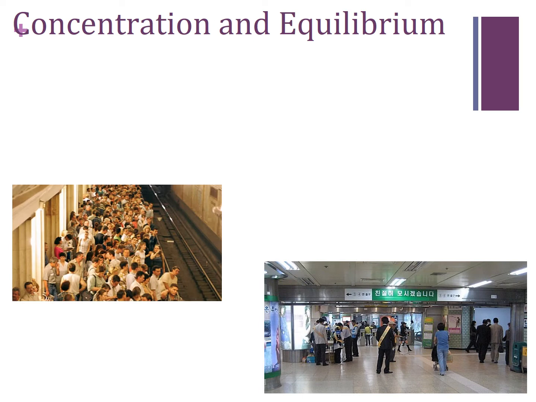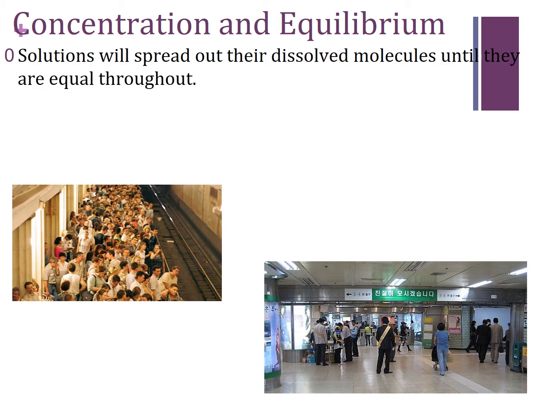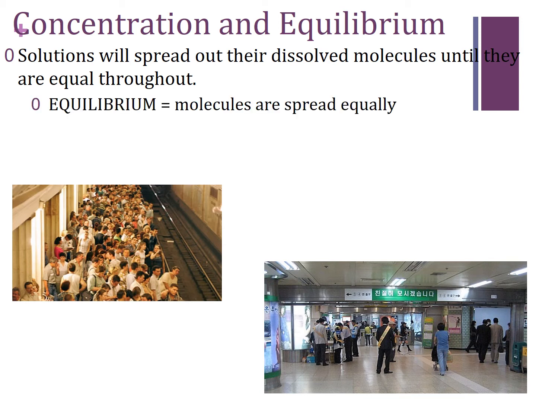Another important concept to understand when we talk about cell transport is the concept of concentration and the concept of equilibrium. Solutions will spread out their dissolved molecules or their solute until the solute is equal throughout the solution. At equilibrium, the molecules are going to be spread equally. So every part of the solution is going to have the same number of molecules. You hear the word equal in equilibrium. It's equally spread out.